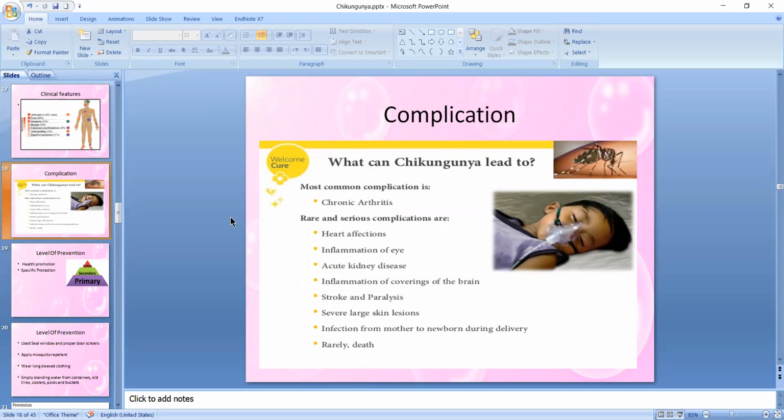The most common complication of chikungunya fever is chronic arthritis. Some other complications are heart infection, inflammation covering the brain, stroke and paralysis, severe large skin lesions, infection from mother to newborn during delivery, and sometimes death may also occur.